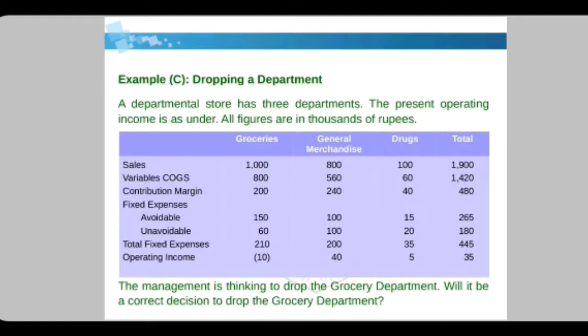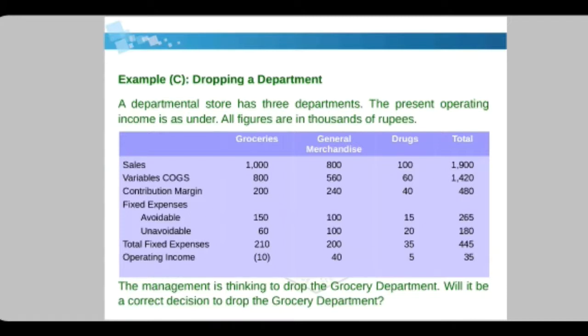Or if we decide to drop the drugs department, then the avoidable expense for the drugs department, that is 15 rupees, will also go with that department. Then the unavoidable cost, what is the meaning of it? Unavoidable cost is 60 rupees. That is, though we decide to drop the groceries department, we have to pay 60 rupees in the company. This is a cost that is used by any other department. If we decide to drop the general merchandise department, anyway we have to pay 100 rupees. So this is an unavoidable cost.